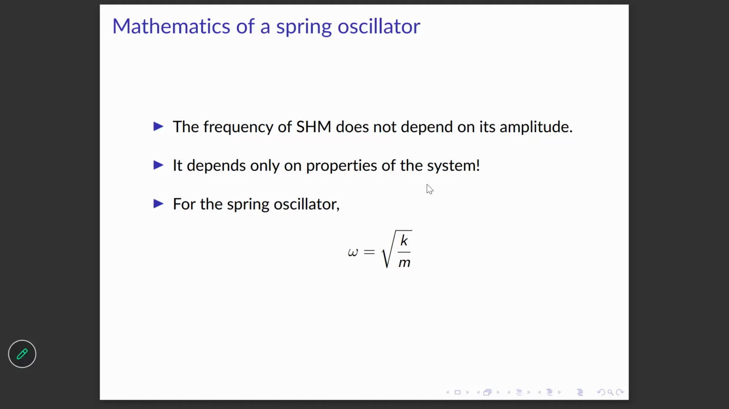Come on, you got omega. How do you get f? 1 over 2 pi times it. How would you get period if you've got omega? 2 pi over this much.